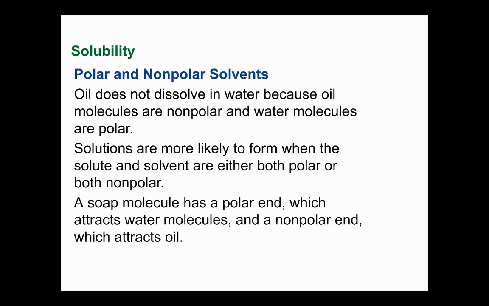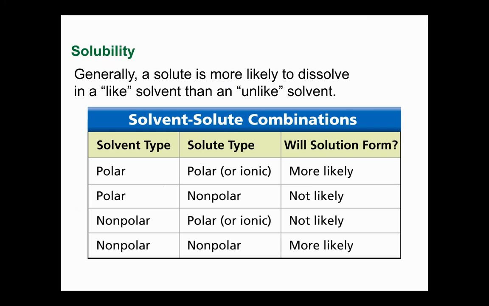Like dissolves in like. A soap molecule has a polar end, which attracts the water molecules, and a nonpolar end, which attracts the oil. That's how dish soap works. The dish soap molecule itself has one end that has a little polarity, the other end does not. Oil attracts to the nonpolar end of the soap molecule, and water attracts to the polar end of the soap molecule.